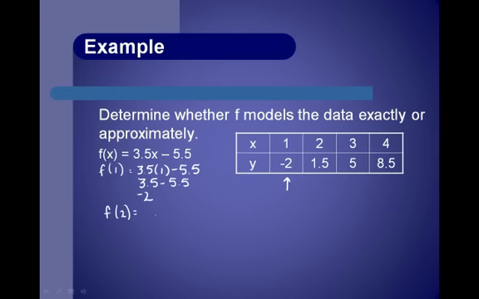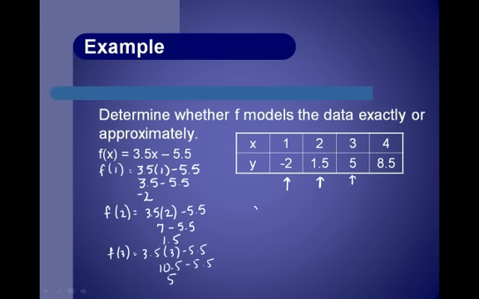We need to do this for every point in our table. So if x is 2, we would get 3.5 times 2 minus 5.5, which is 7 minus 5.5, which is 1.5. Again, that is true. The next value in our table, f of 3, is 3.5 times 3 minus 5.5. Well, 3.5 times 3 is 10.5 minus 5.5, which gives us 5. Again, that holds true. And then the last one, f of 4, equals 3.5 times 4 minus 5.5. So that would give us 14 minus 5.5, which is 8.5.